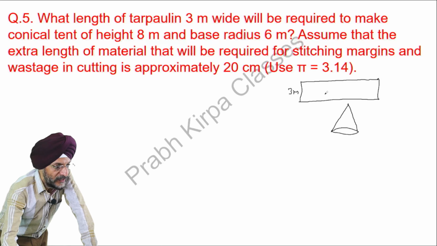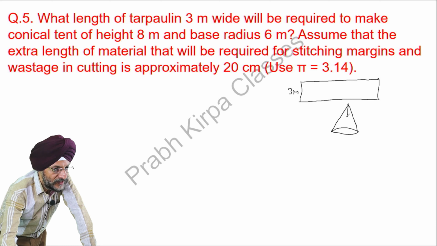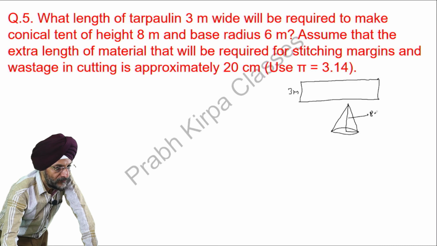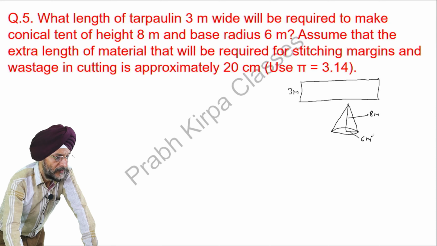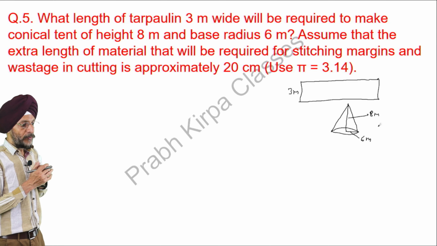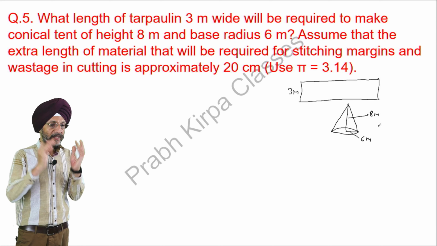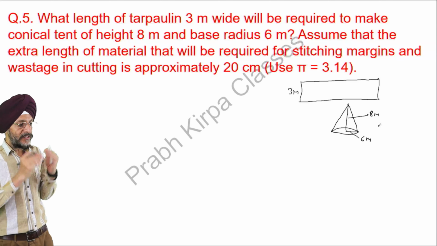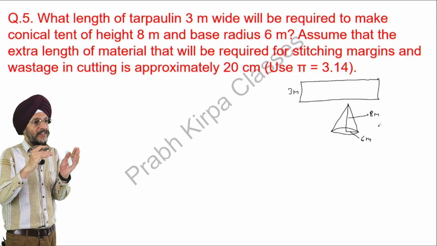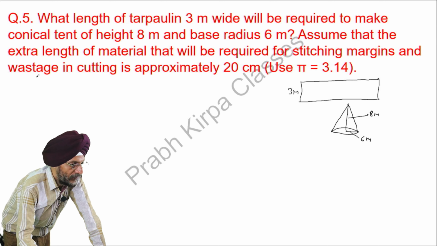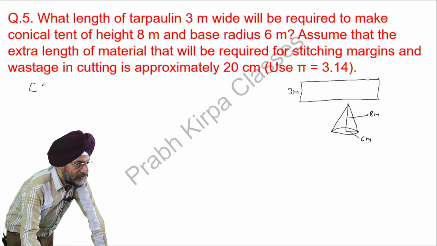This conical tent has height 8 meter. This is the height. This is the radius, and this part, the radius, is 6 meter. So now the tarpaulin is to be used for making the conical tent. That is, the tarpaulin will be used only on the slanted area of the cone, that is the curved surface area of the cone. So we will first find out the curved surface area.